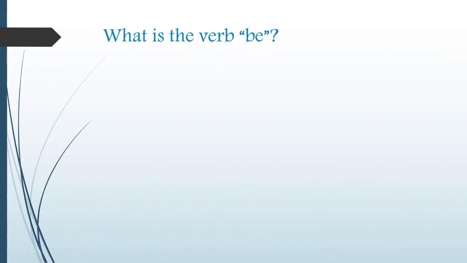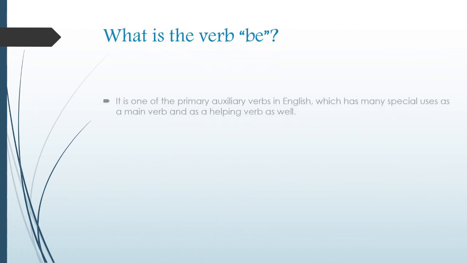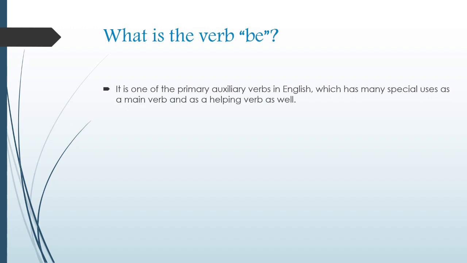Let's get started with the first question. What is the verb be? Actually, it is one of the primary auxiliary verbs in English, which has many special uses as a main verb and as a helping verb as well. For example, if we say Peter is an English teacher, in the sentence we have only one verb, which is. So is here in this example is the main verb.